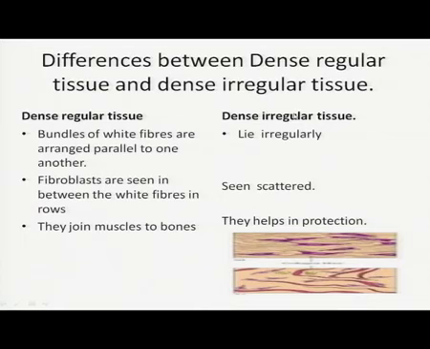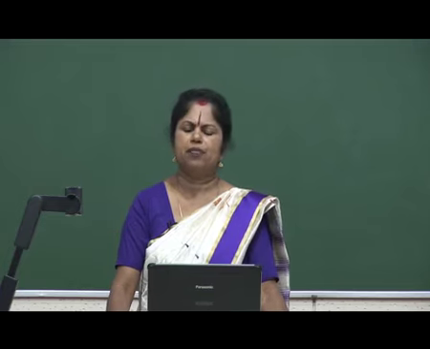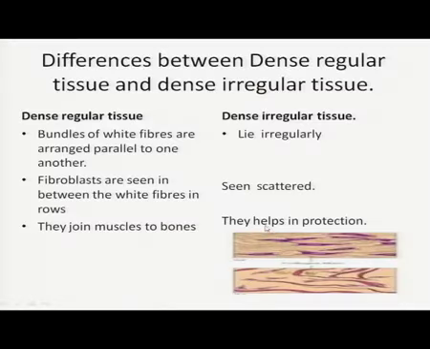And coming to the dense irregular tissue, the second diagram, here the white fibers are arranged in an irregular manner. There is no specific arrangement; they are seen scattered. And the fibroblast cells are also seen scatteredly arranged in this tissue. Their function is mainly protection. So, these are the main differences between dense regular connective tissue and dense irregular connective tissue.